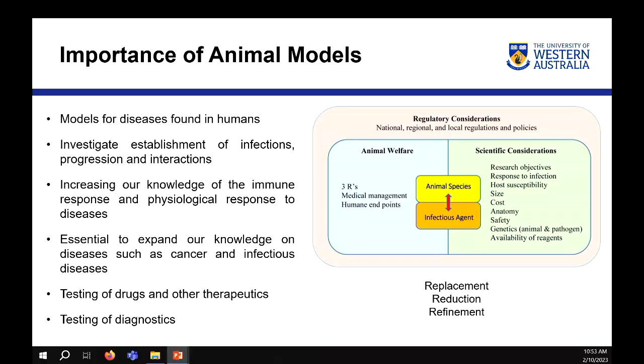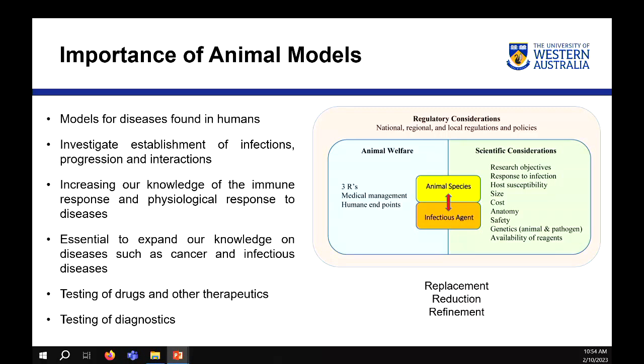And so the biggest concern is animal welfare, and that you're managing the pain that the animals are going to go through, or that you're managing, if you're giving them an infectious disease, that you're managing that disease and that you have the appropriate humane endpoints. So that's why the 3 R's are really important. This is replacement, reduction and refinement.